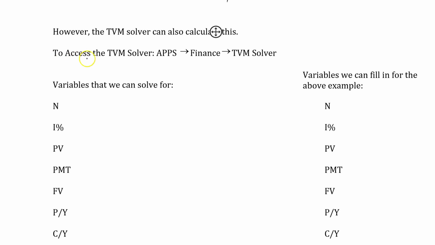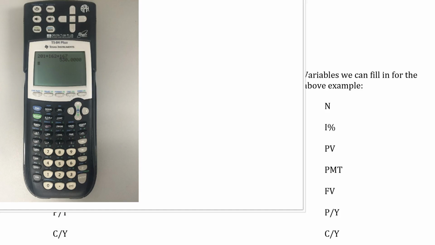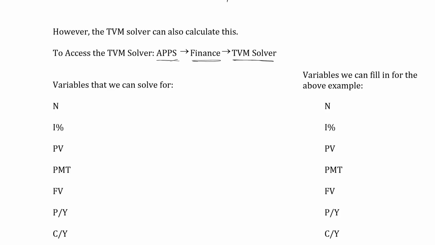So to access the TVM Solver, what you need to do is go to your apps and then finance, and then you're going to find the TVM Solver. Now I'm just going to show that to you on here. We're going to click this button right here. It says apps. However, the one that I'm going to be using in this video is a little bit older, so there's going to be a little bit of a different method to get there. You might have the same calculator as the one in the video.